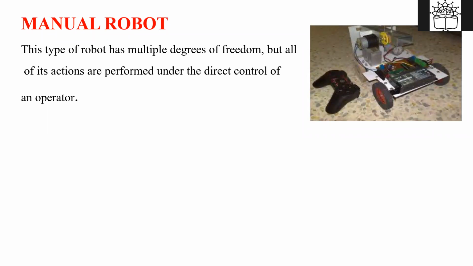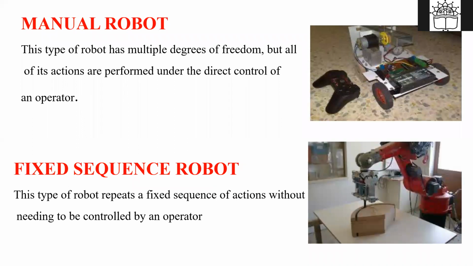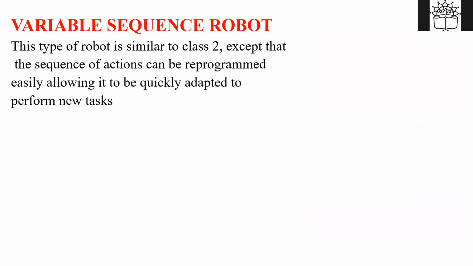Manual means the robot which is operated manually. Fixed sequence robot means it repeats a fixed sequence of actions. For example, take a wood cutting CNC, and you have to groove a curve. So for all components that come, it will groove an arc kind of thing. So this is fixed sequence because the sequence is fixed.